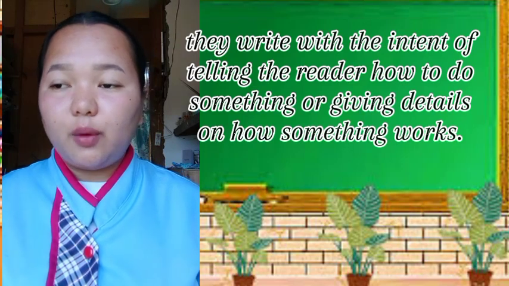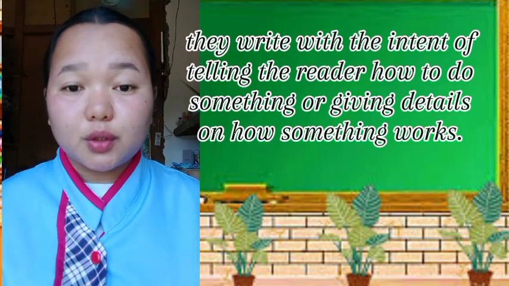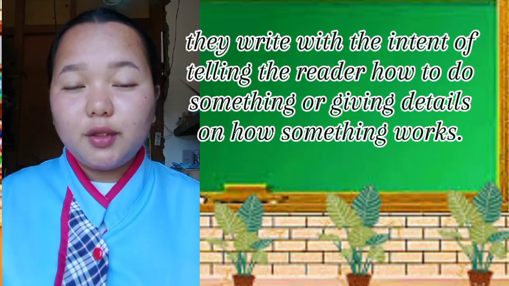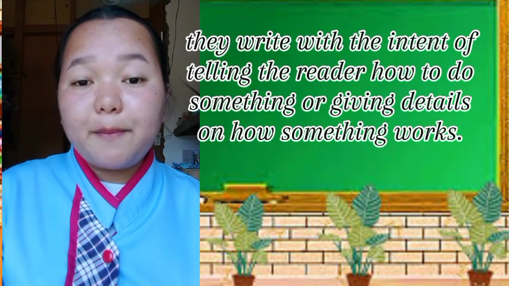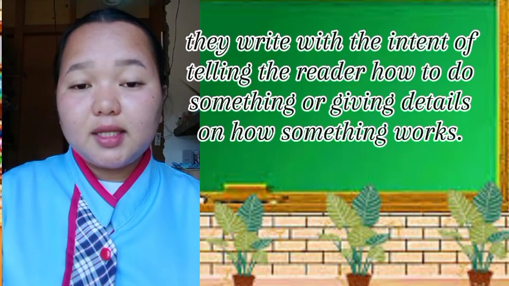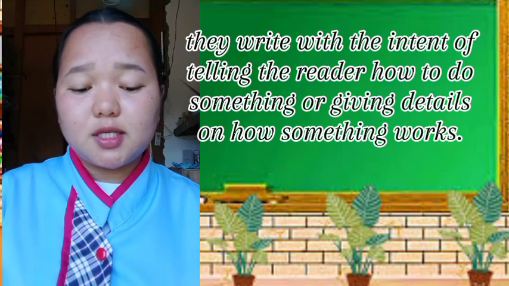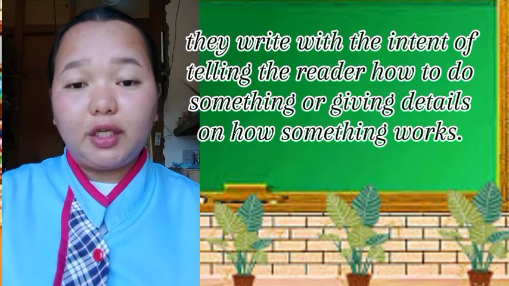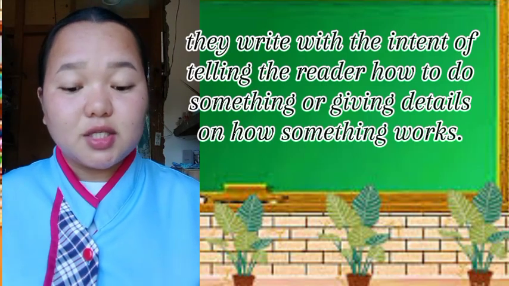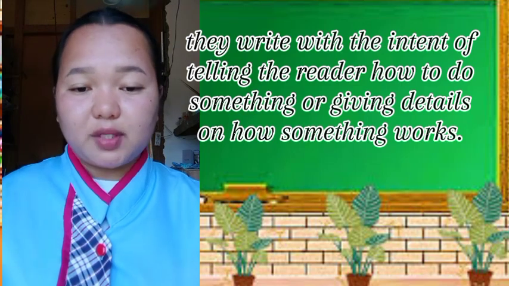For example, when you write on how to cook, when you are the author, you need to explain the step by step procedure on how to cook that particular food. So here in explaining, the author's purpose is they write with the intent of telling the reader how to do something, by giving exact details on how to do that something, on how to work that something.